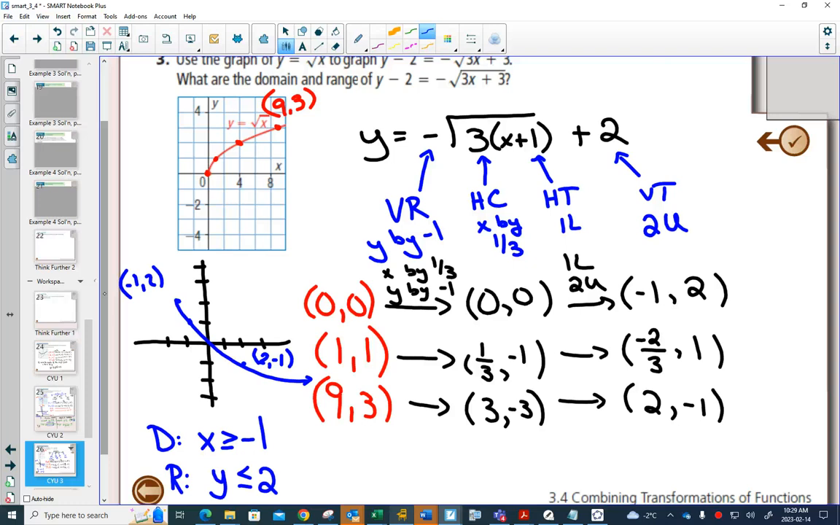Questions for practice on this one? Please circle 8 and 10.